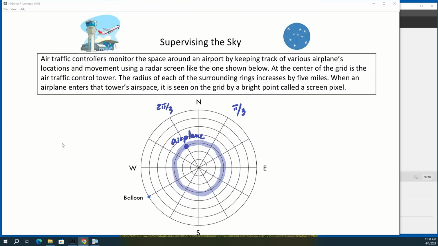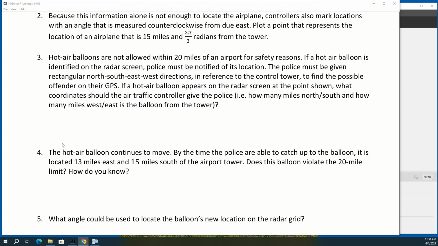We're going to continue talking about this supervising the sky situation to lead into converting back and forth between polar coordinates and rectangular coordinates. All right, so we're going to go to number 3.